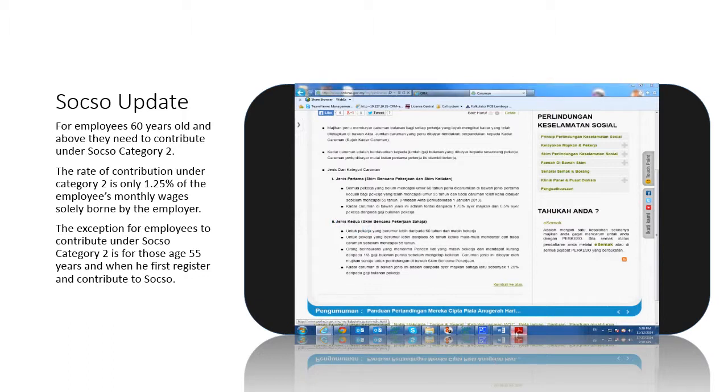The exception for employees to contribute under SOCSO Category 2 is for those aged 55 years and above when they first register and contribute to SOCSO.